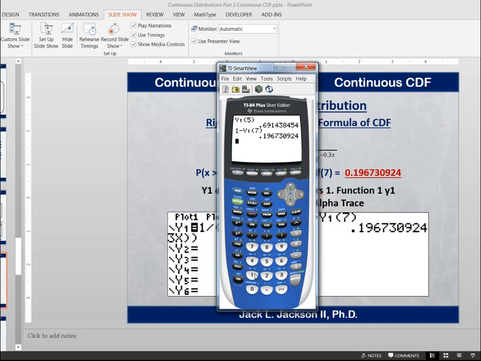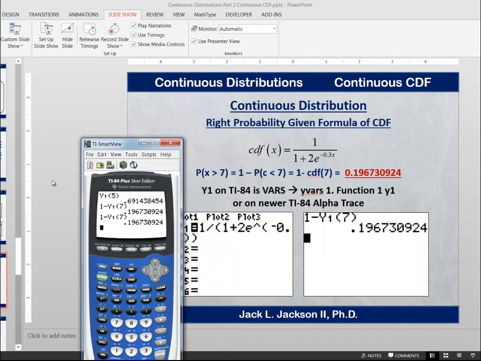Now here's a shorter way to get to y1 if you have the newer operating system. So 1 minus, and to get to y1, it's F4, which is alpha trace. And then you can get all your y1, y2, whatever from there. So you can type it in a little bit faster that way if you have the newer operating system.